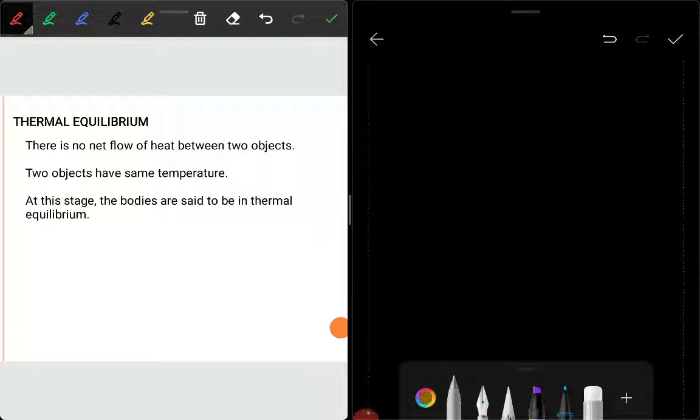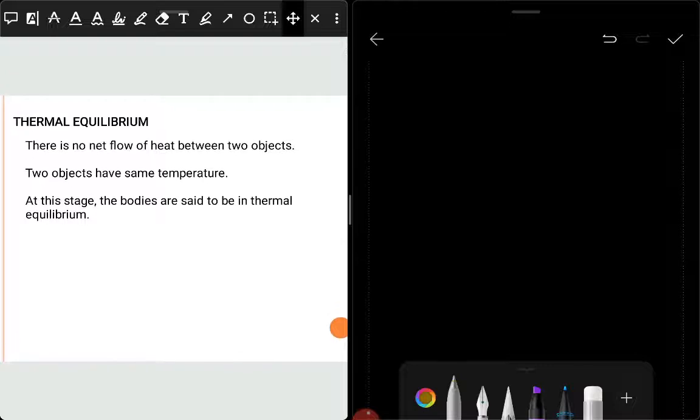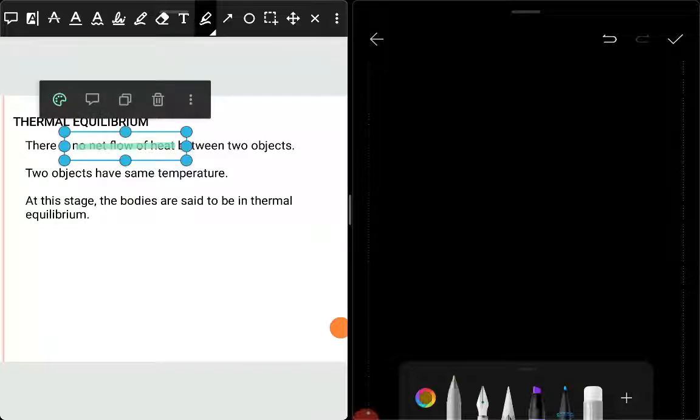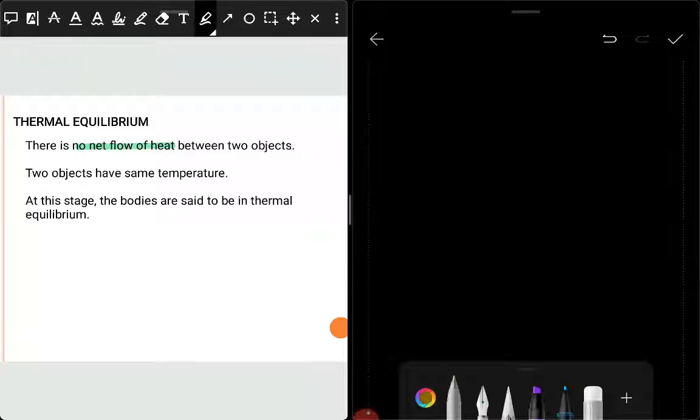Now we go to thermal equilibrium. What is thermal equilibrium? Thermal equilibrium means there is no net flow of heat between two objects. This is the explanation about thermal equilibrium: two objects in contact have the same temperature. At this stage, the bodies are said to be in thermal equilibrium.